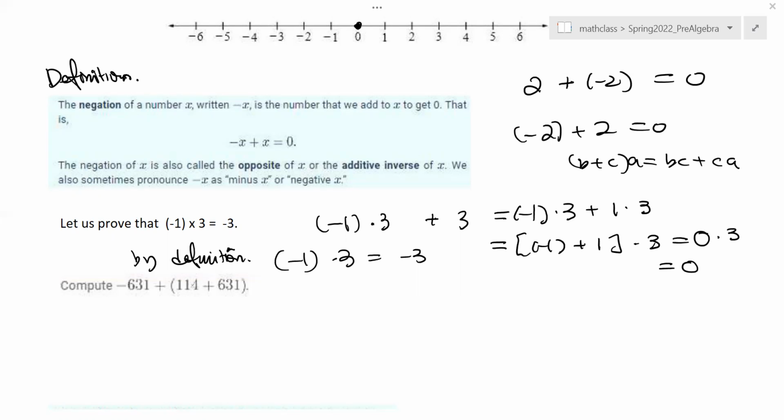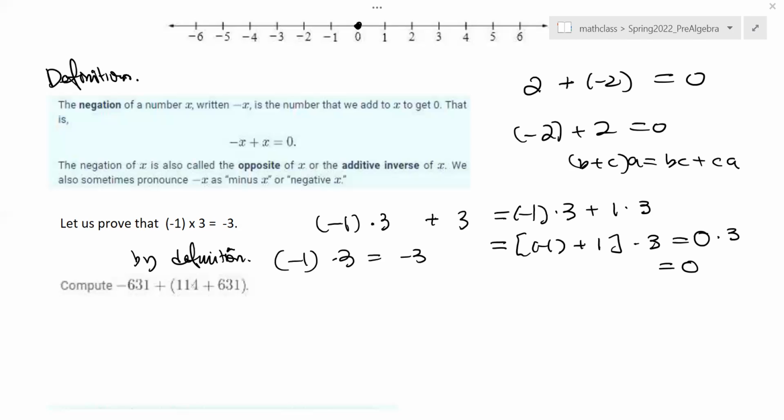So this is negative 631 plus... Now this expression makes sense. We have to be very careful about these expressions. The reason is, if we mix up negative numbers, I have to be very careful. We have to make sure the parentheses are correct, everything.